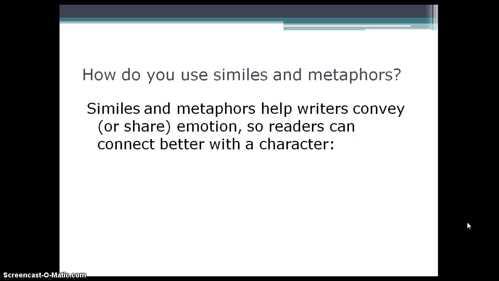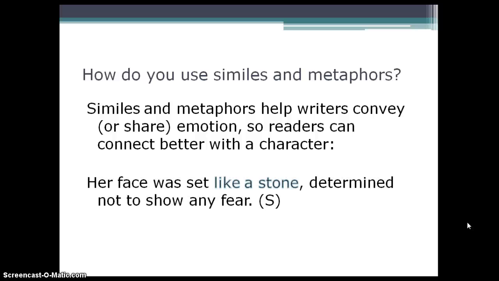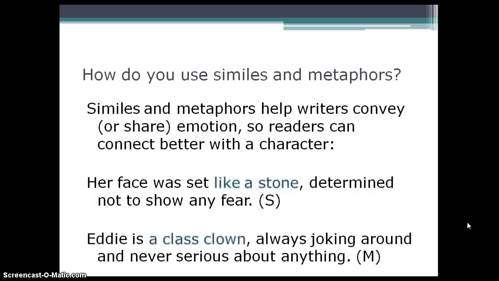Similes and metaphors help writers convey or share emotion so readers can connect better with a character. Her face was set like a stone, determined not to show any fear. This is a simile that compares her face to a stone so that you know she's not showing any kind of emotion. Eddie is a class clown, always joking around and never serious about anything. This is a metaphor that gives you a clearer picture of what Eddie's personality is like, always joking around, never serious, just like a clown would be.